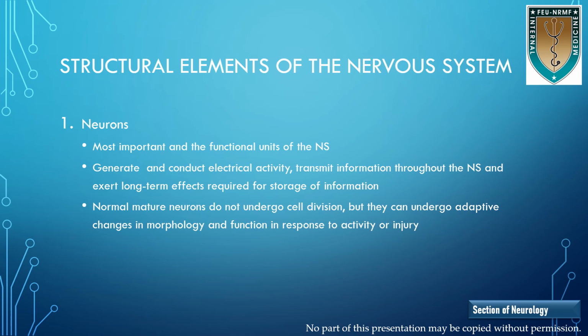They generate and conduct electrical activity, transmit information throughout the nervous system, and exert long-term effects required for storage of information. Remember that mature, normal neurons do not undergo cell division, but they can undergo adaptive changes in morphology and function in response to activity or injury.